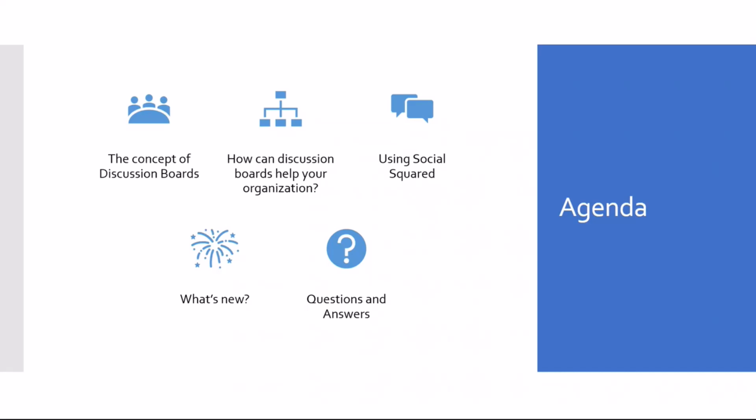So we'll have a look at how discussion boards will be able to help you and help your organization. We'll have a good demonstration of Social Squared really from start to finish. And then we're also going to jump into what's new. So if you already use Social Squared, hopefully you'll pick up lots of tips and tricks along the way anyway. But when we get to the what's new bit, you're going to see around about 6 or 7 new features that we're about to release, and you'll be able to get downloading today.